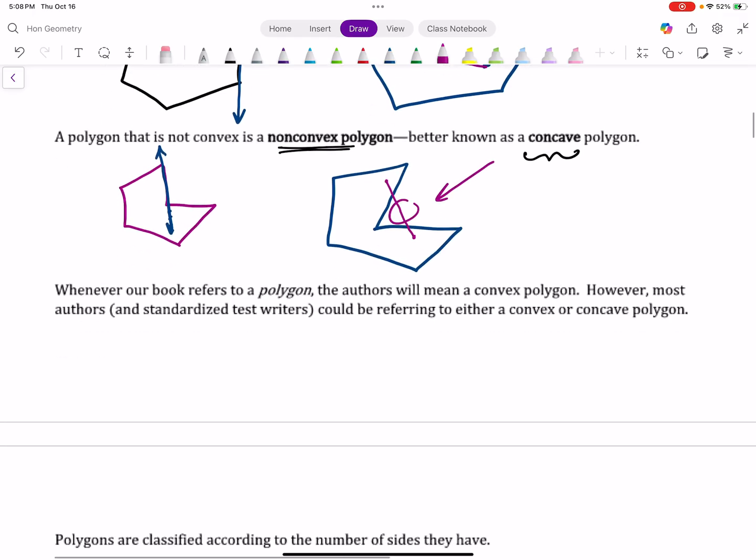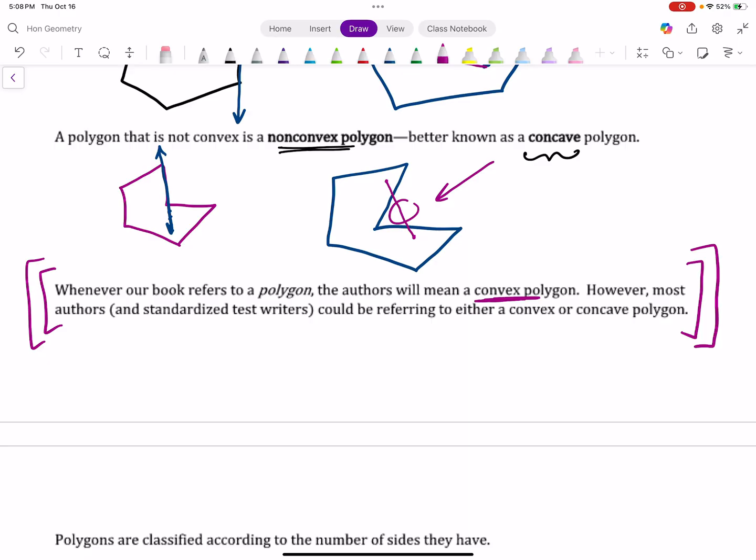polygons. Now this is important because this is the kind of question that you would ask me. This was written in the textbook. So whenever our book uses the word polygon, the authors mean a convex polygon. However, standardized test writers and other authors do not mean that. So most of the time, I'm going to say the word convex so that you know it. If I ever don't put the word convex, assume that it's, well, should we say that? Because on an always, sometimes, never, I don't want you to assume that.